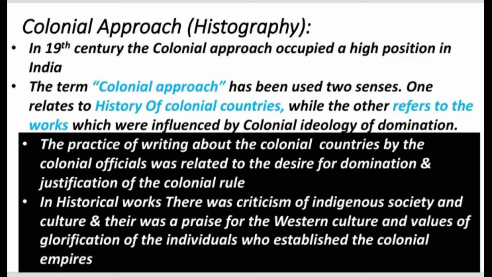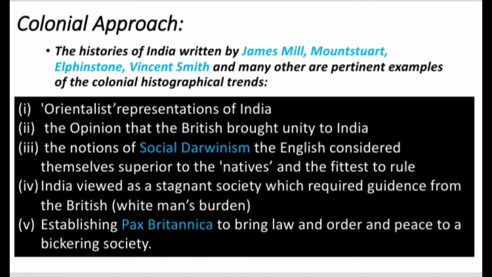The histories of India written by James Mill, Mountstuart Elphinstone, Vincent Smith, and many others are prime examples of the colonial historiographical trend. Certain characteristics are common to most of the works of these historians, like the Orientalist representation of India, the opinion that the British brought unity to India, and notions of social Darwinism.